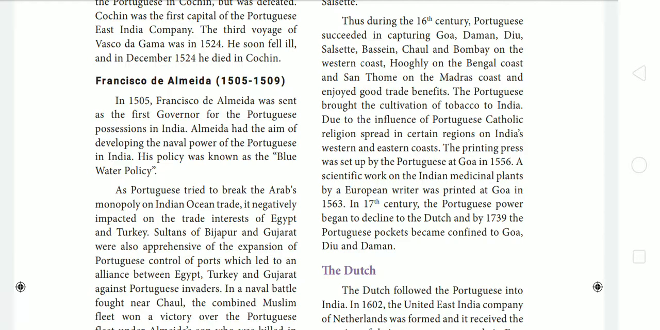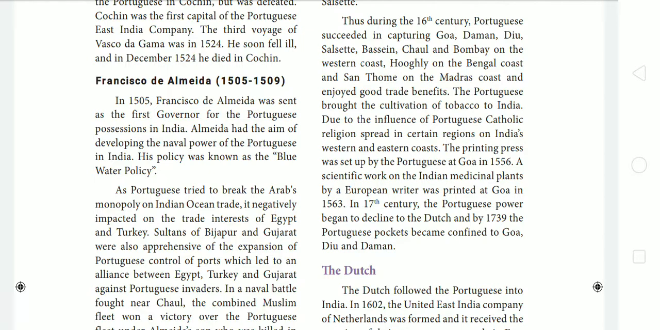Then in the 17th century, the Portuguese power began to decline due to the Dutch, and by 1739, the Portuguese possessions became confined to Goa, Diu and Daman. Students, have you all understood this topic?